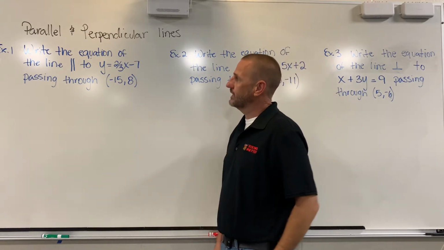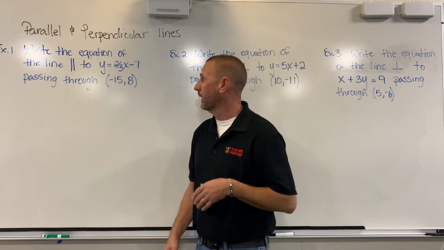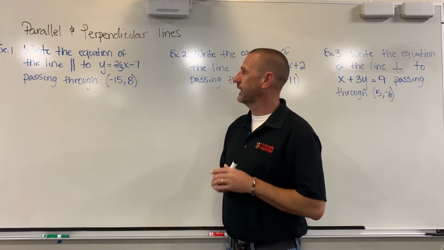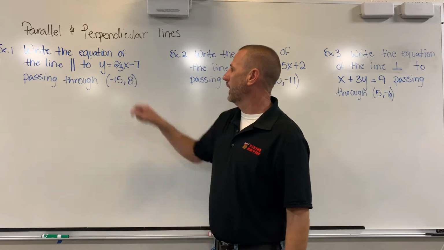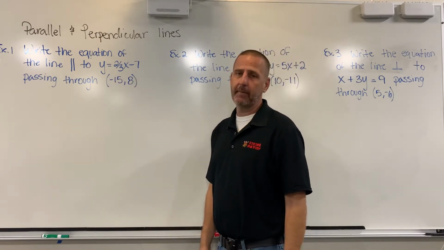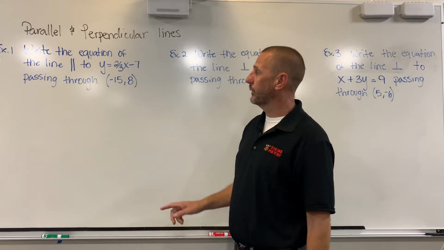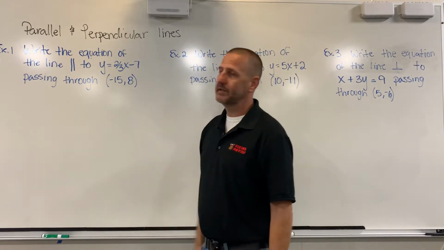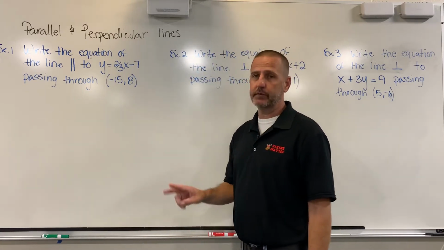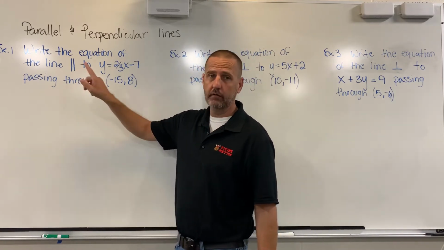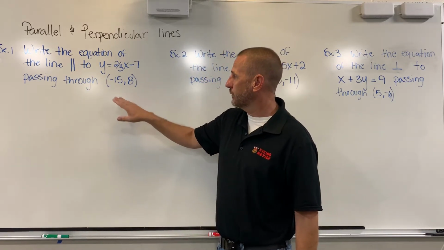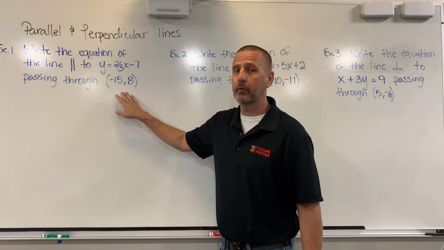All right, so let's look at example one. Let's jump right in here. Example one: write the equation of the line, and remember that symbol, parallel to y equals 2/3 x minus 7, passing through (-15, 8). So they've put two restrictions on us. We're looking for parallel, and we have to write an equation that passes through a specific point.